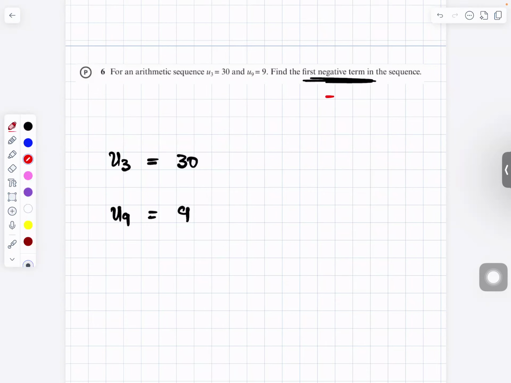First negative term. So we can think of U1, U2, U3, U4, carries on to U9, and it keeps going down until it will get to a negative term. So how do we write an expression for the third term? The third term is A plus 2D.